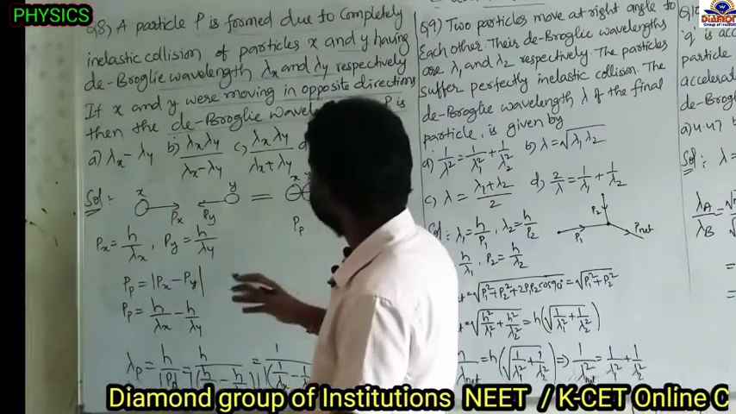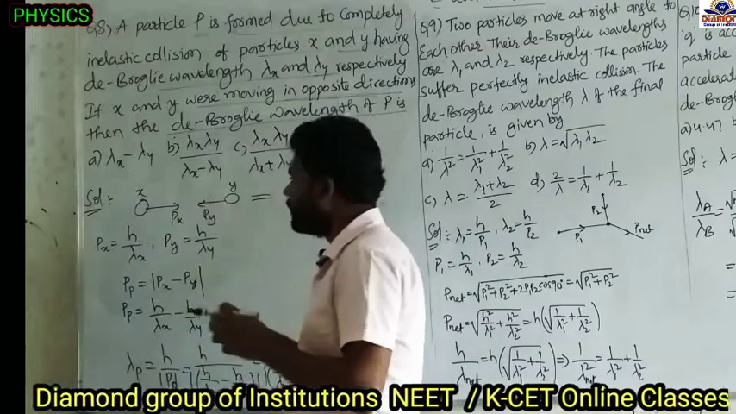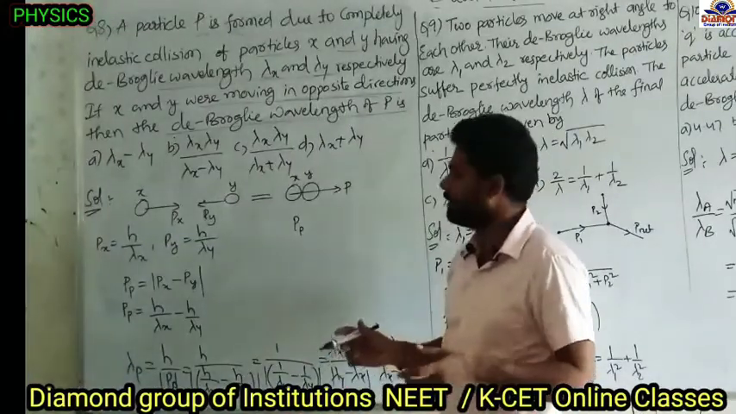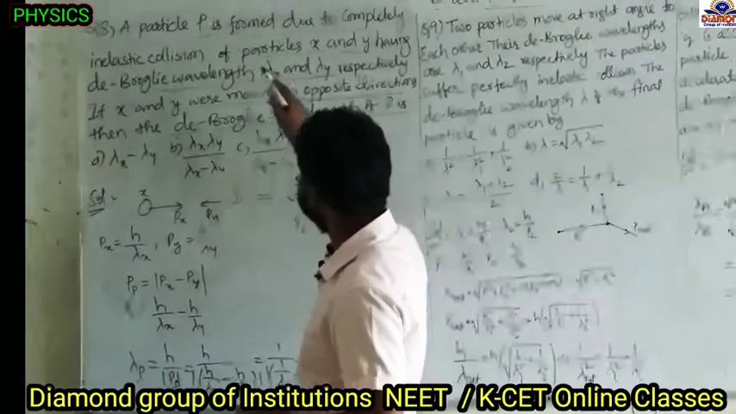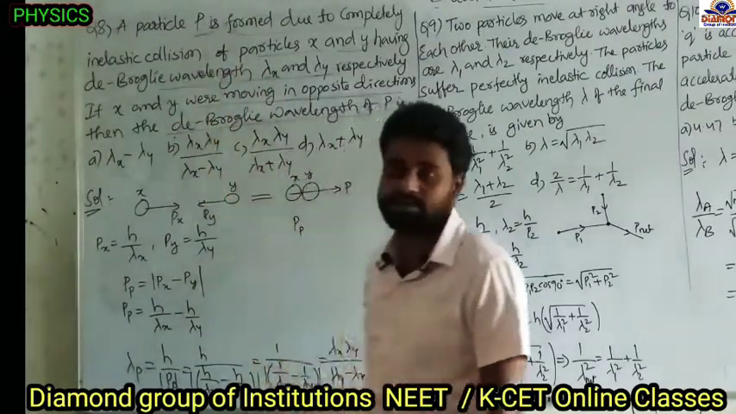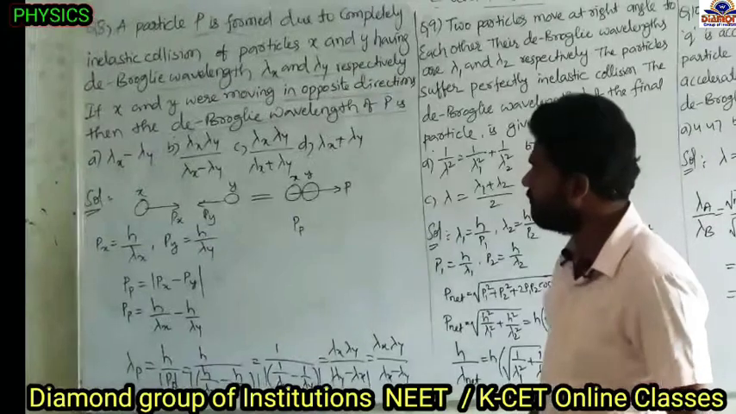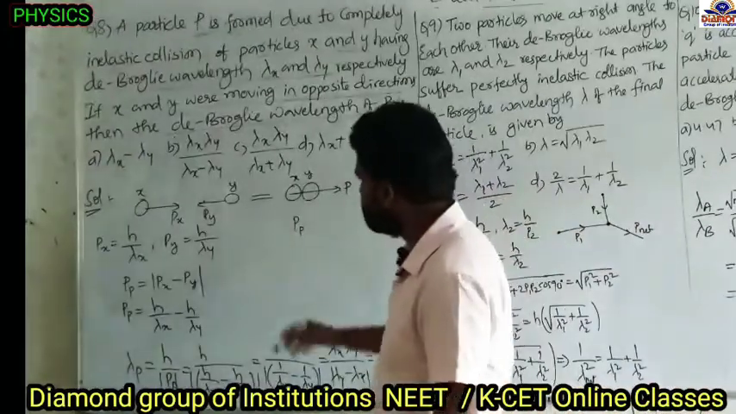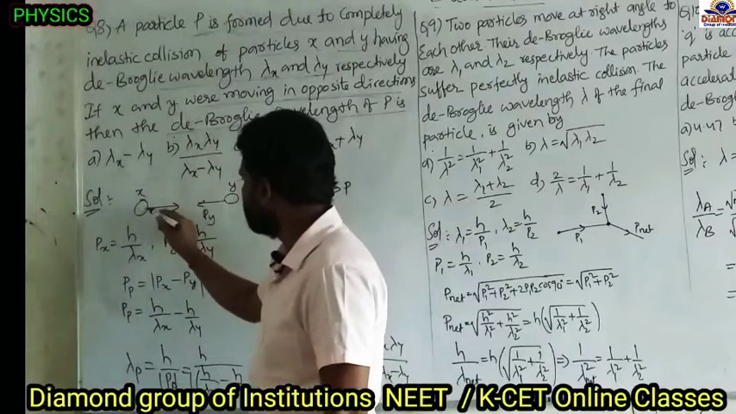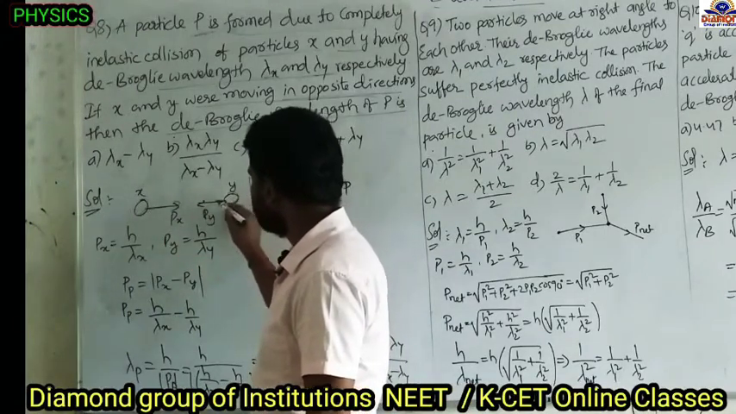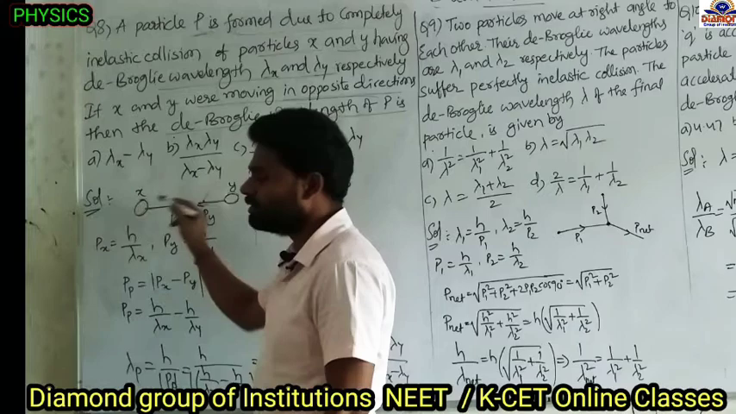Okay. And then these two particles collide and form one more particle, P. They are asking for the de Broglie wavelength of this P particle. First, before collision, the momentum of particle x is px, the momentum of particle y is py, and both are moving in opposite directions.